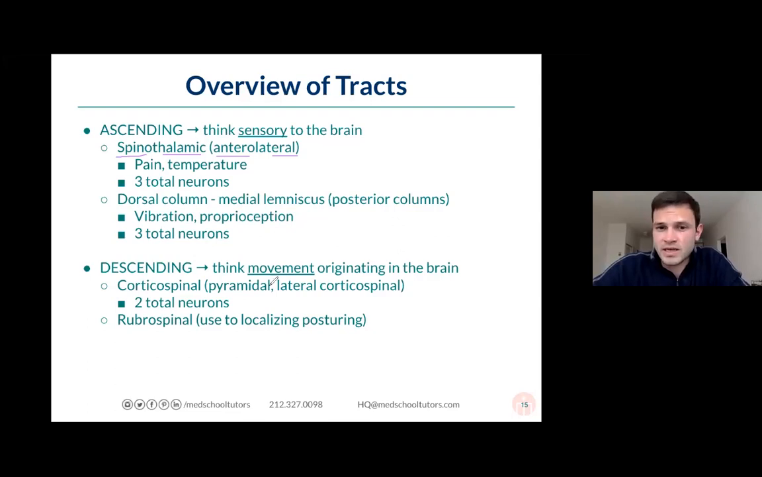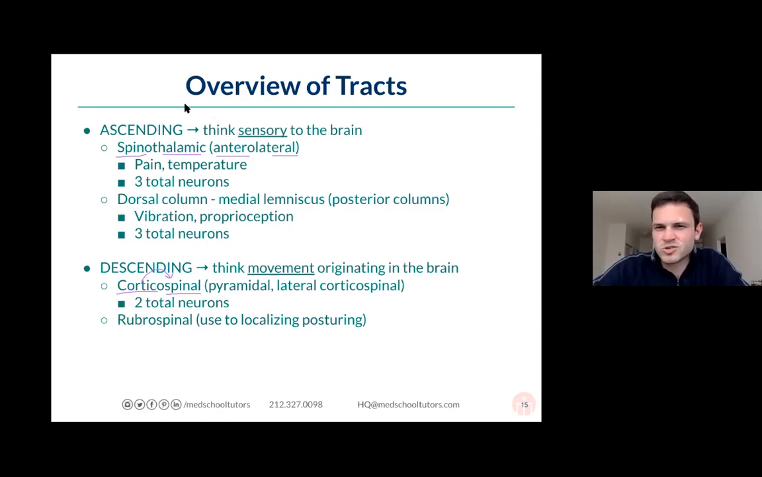Okay, and then descending, right? Movement coming from the brain coming down. It comes from the cortex to the spinal cord, right? Things in neurology are named from where they're coming from to where they're going, the corticospinal. It's also called the pyramidal system. And then you're going to see the lateral corticospinal. And that's because the anterior corticospinal tract is not as clinically relevant.